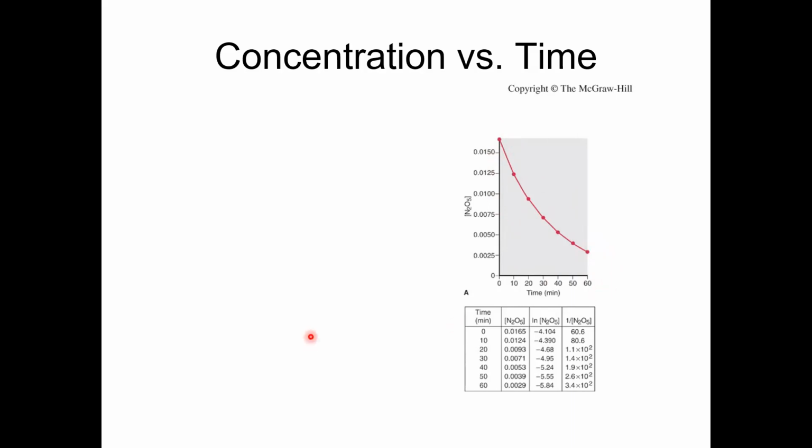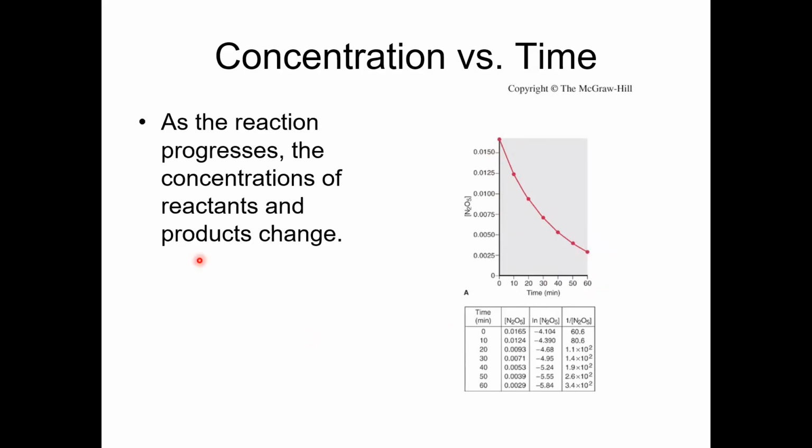Okay, so as the reaction progresses, the concentrations of the reactants and the products are changing. Here we're just looking at the reactant N2O5, or dinitrogen pentoxide. Now you'll notice at the bottom here, in addition to having a column with the concentrations, we also have 2 more columns. They have the natural log and they have 1 over the concentration. And we're going to look at in the next few slides why that is important.